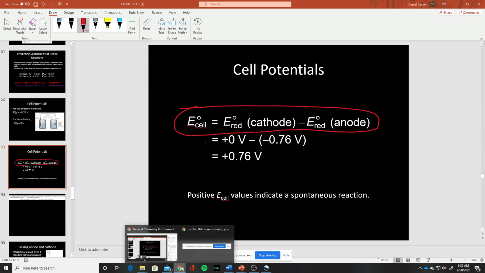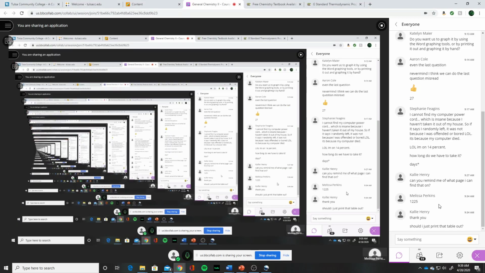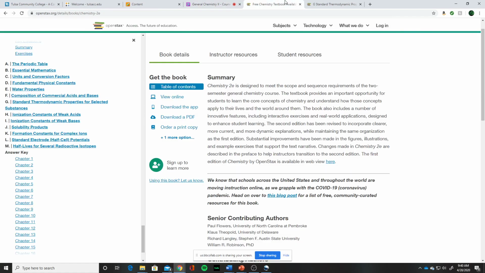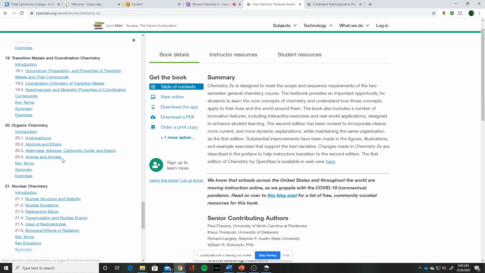Let me see what that question was. Should you print that table out? If you want to. If you have any kind of a setup where you could have it on a separate screen or something like that where you could reference it, you can do that. Or you can print it out, either way, just as long as you have access to it. And that should be in your book as well.